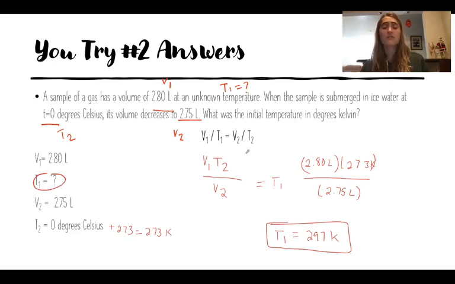So I can rearrange this equation: V1 T2 over V2 is set equal to T1. I can plug in each of these variables, again remembering units. Before I do this, though, I want to make sure I convert my 0 degrees Celsius to Kelvin. Because this is 0, I can easily add the 273 and get 273 Kelvin, plug that in, and get an answer in degrees Kelvin like it asked me to, and I get 297 Kelvin.